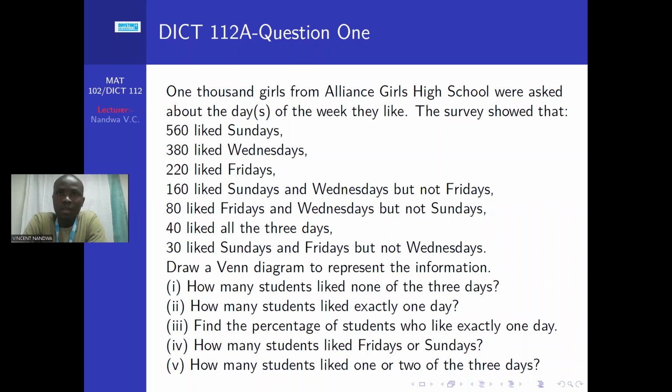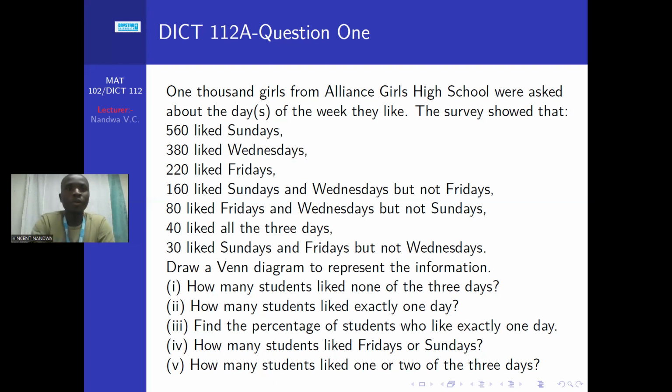1,000 girls from Alliance Girls were asked about the days of the week they like. The survey showed that 560 liked Sundays, 380 liked Wednesdays, 220 liked Fridays, 160 liked Sundays and Wednesdays, but not Fridays, 80 liked Fridays and Wednesdays, but not Sundays, 40 liked all the 3 days, and 30 liked Sundays and Fridays, but not Wednesdays.